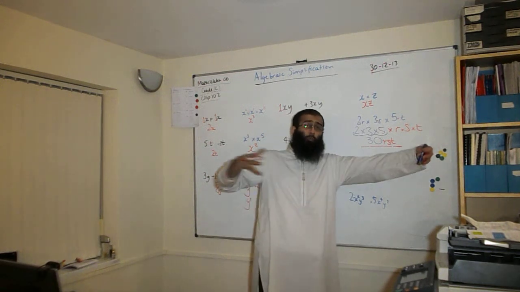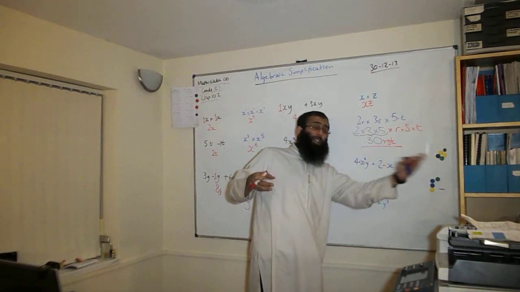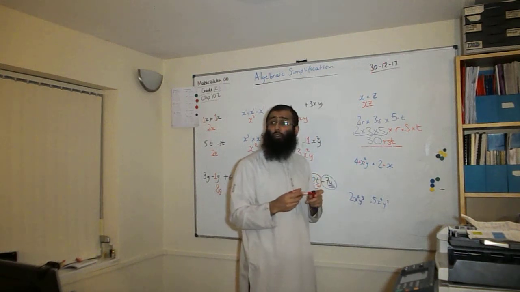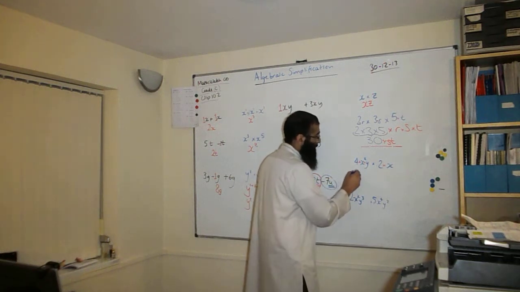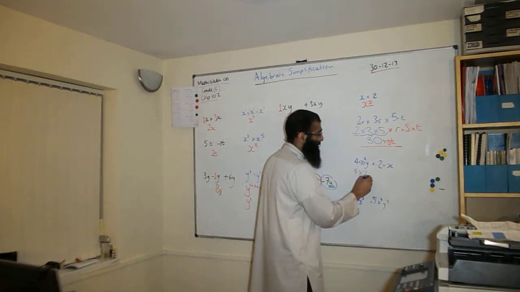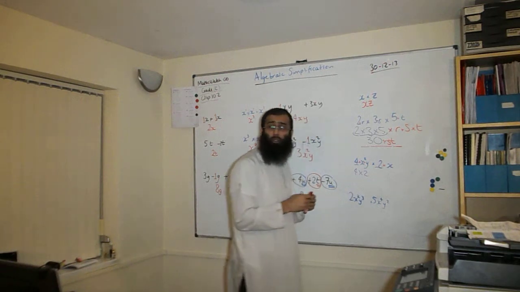Now that we've got a string of multiplications to do, I'm going to change the order of them. So let's do the numbers first. So what do we have first? We have 4 times by 2. So these are the numerical parts.